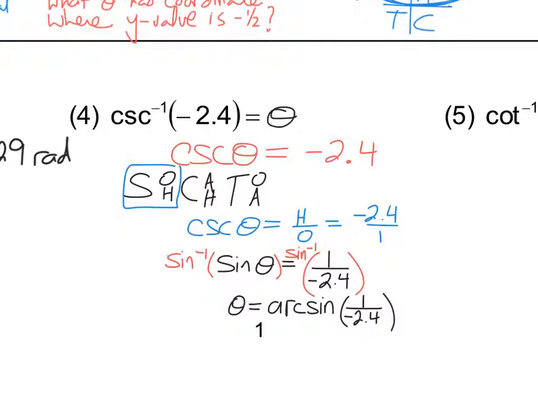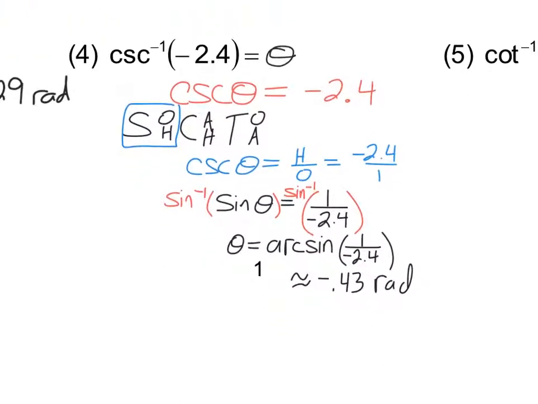Inverse sine of 1 over -2.4. Get a result, get an answer. But we also get a rule out of it. So approximately equal to -0.43 radians.